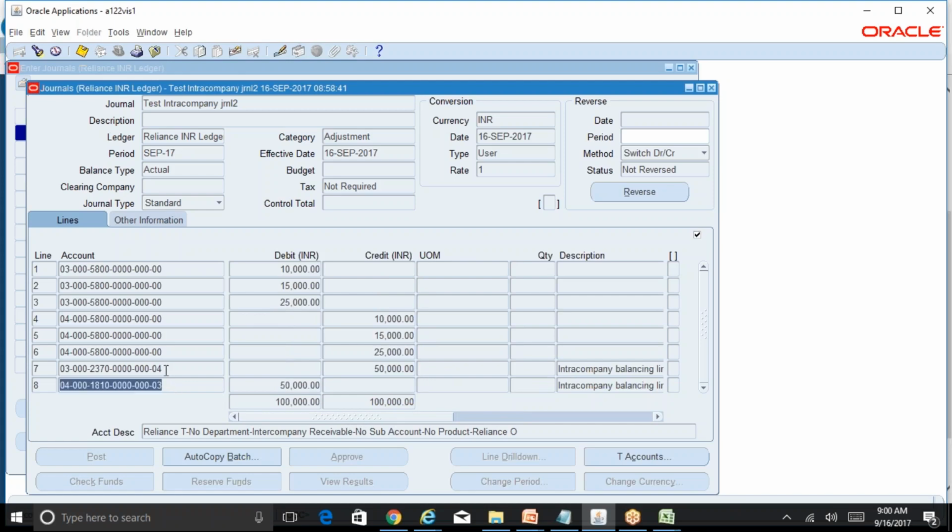Again same logic. The intercompany segment is populated based on the other side. For 04, the other side is 03, so the intercompany segment is 03. Similarly for 03, the other side is 04, and that's the reason why your intercompany segment is populated with 04. These intercompany receivables and intercompany payables are picked up from your intra-company balancing rules. Okay. We'll proceed further.